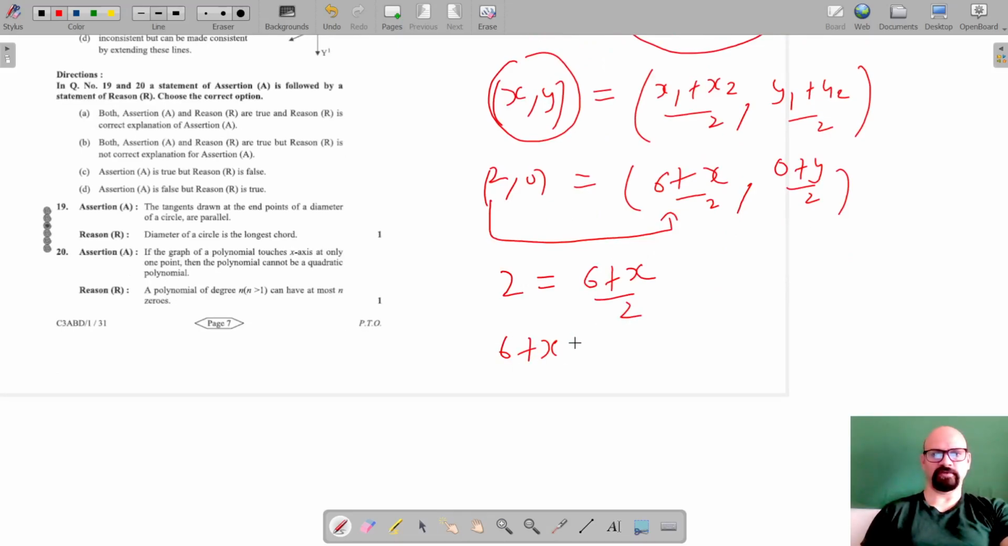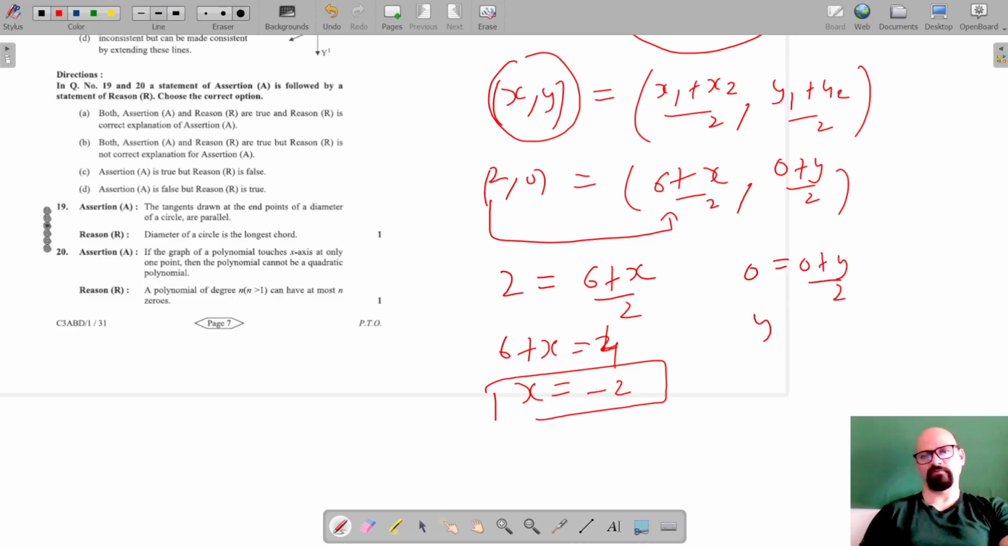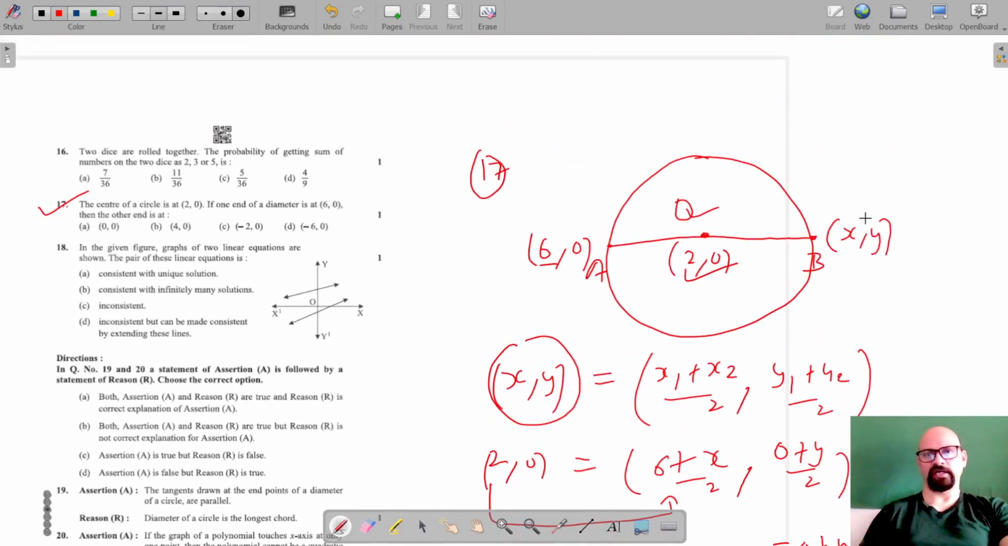which gives us 6 plus x is equal to 4, and x is equal to minus 2. So x is minus 2, and 0 is equal to y by 2, which gives us y is equal to 0. So the coordinates of the other end are minus 2 comma 0, and C is the correct option for this.